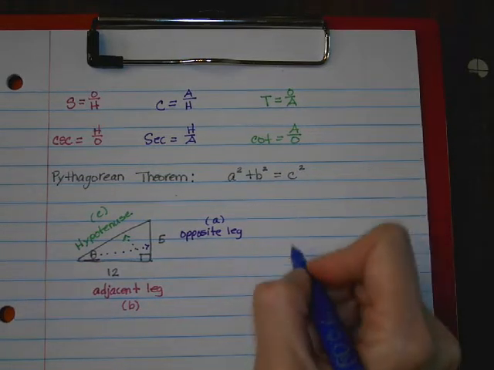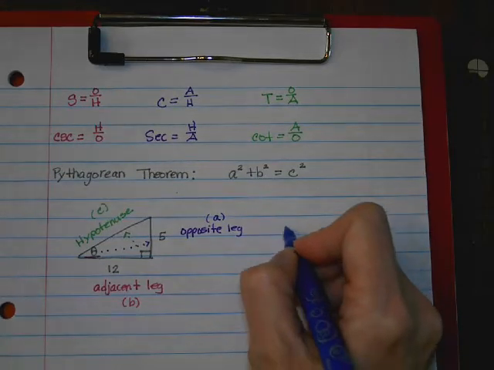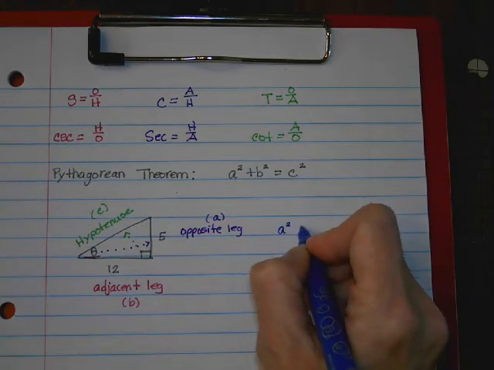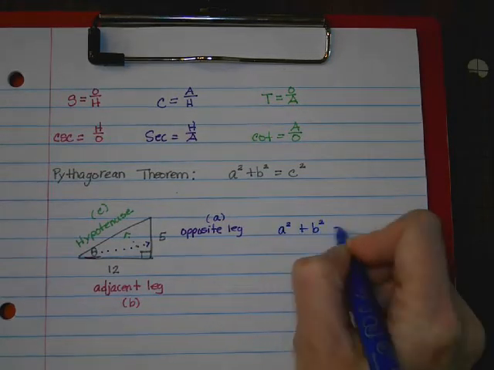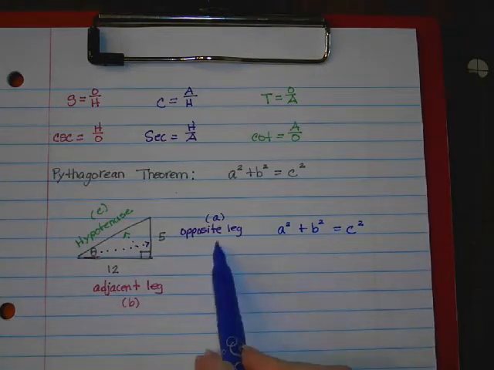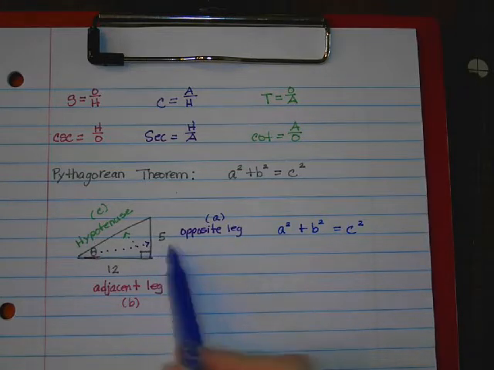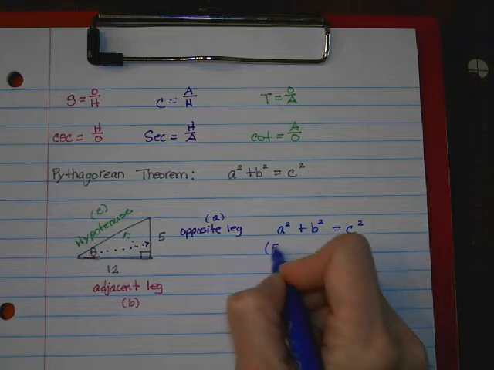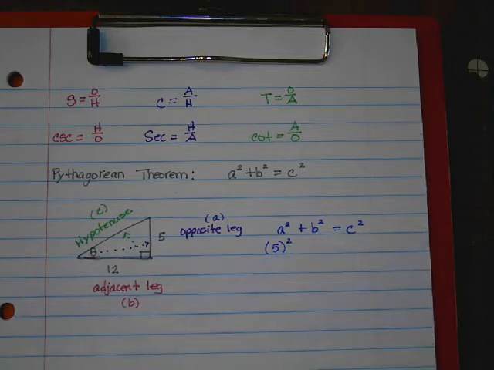All right, so we're going to use a Pythagorean theorem, which says a squared plus b squared is equal to c squared. All right, so A is our opposite leg, and that value is 5. So we're going to use our parentheses to substitute in, so 5 squared.